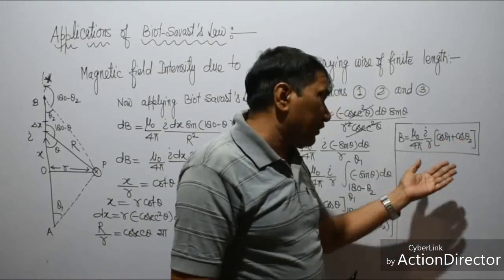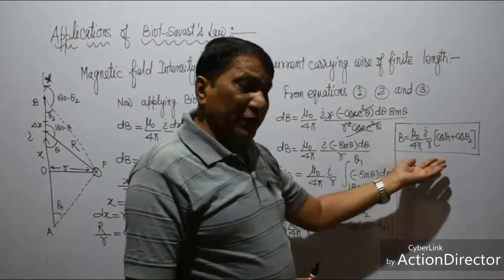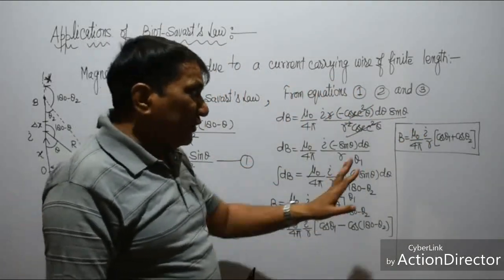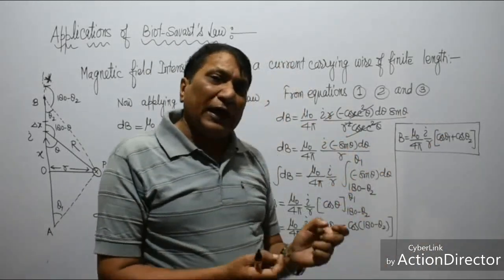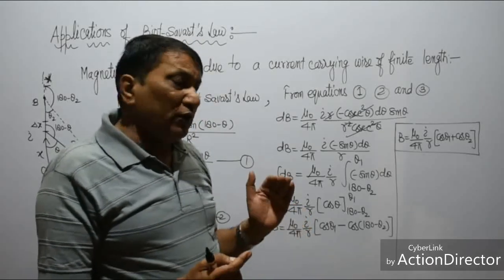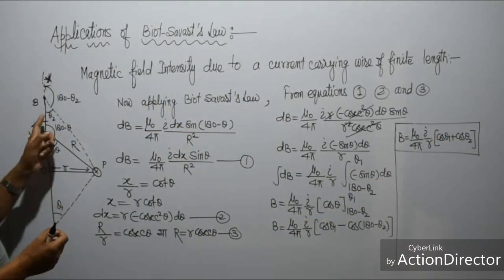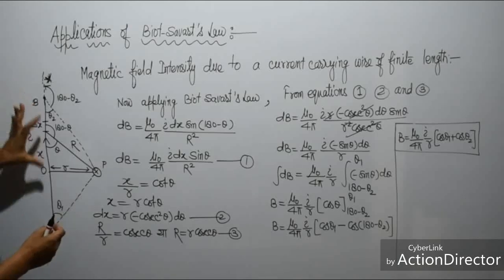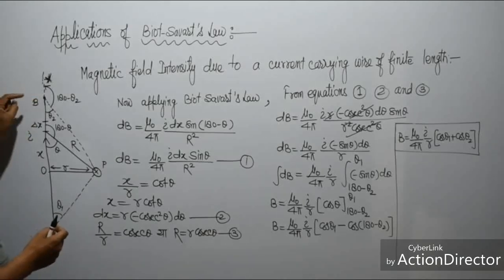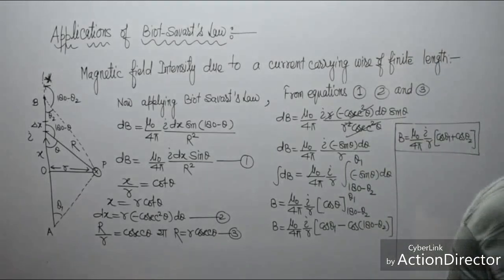So this is the final expression for the magnetic field intensity due to a current carrying wire of finite length, where theta 1 and theta 2 are the end angles subtended by the wire at point P. These are the two adjacent angles, theta 1 and theta 2, the base angles at point P formed by the wire of finite length. So that is the magnetic field intensity.